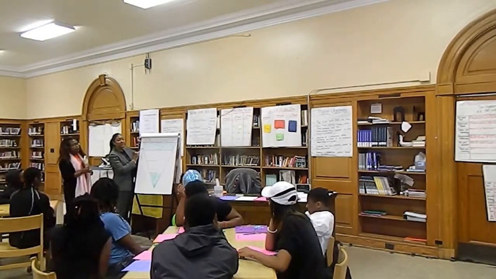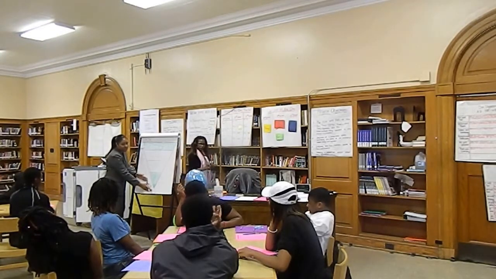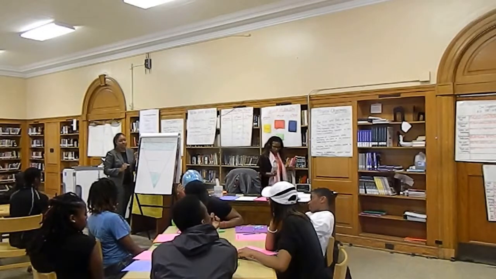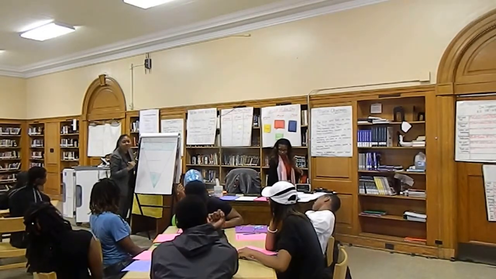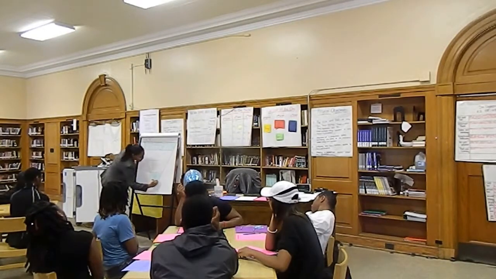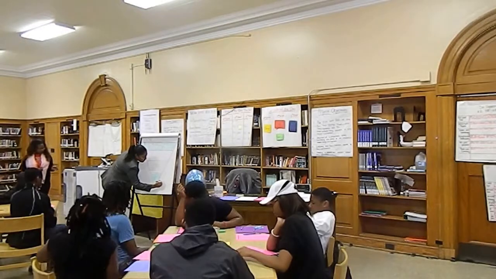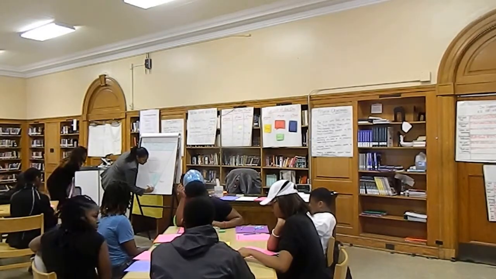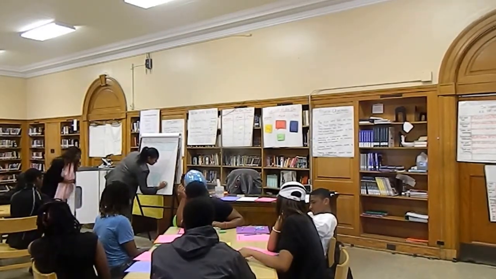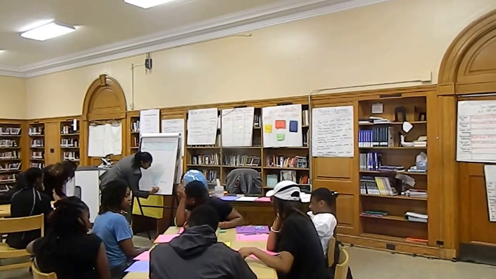Okay, so can you explain to me the difference between the top of the triangle and the bottom? What's the difference? The bottom is the beginning. How does it look? Pointy. Okay, pointy. It's smaller than the top. Good.